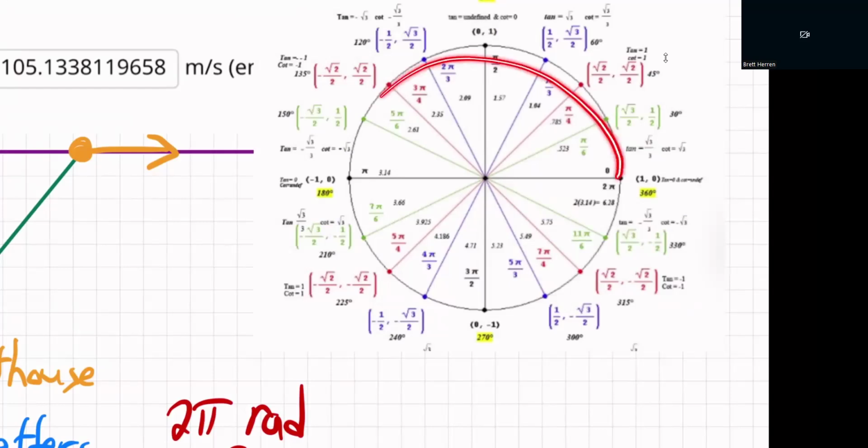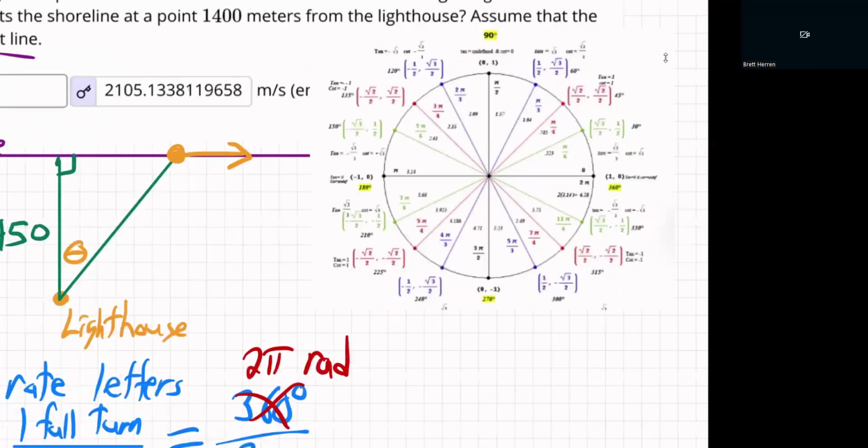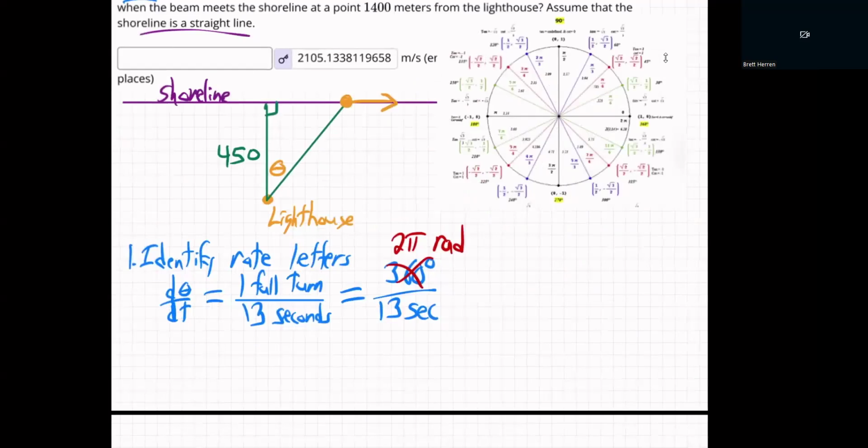But really, 0 all the way around is 2 pi. 2 pi radians is the same as 360 degrees. That's really all we need. So remember, you have to be in radians when you take the derivative of sine or cosine or tangent, any of those. You must be in radians.